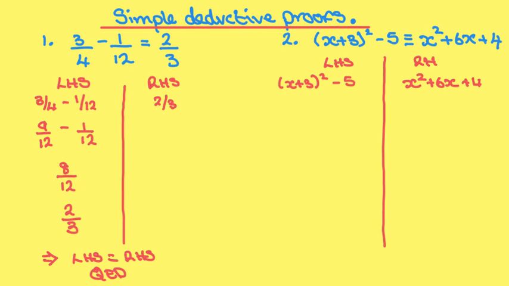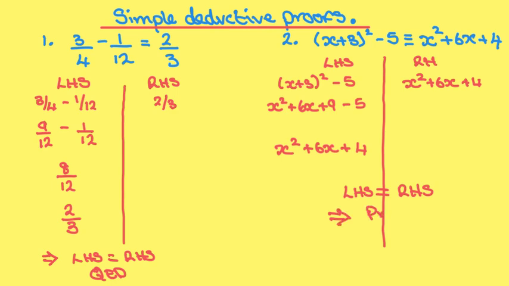So if I expand that, I get x² + 6x + 9 minus the 5. So plus 9 minus 5. So I get x² + 6x + 4. Don't forget the last part. Left-hand side equals right-hand side. Therefore, proved this time.